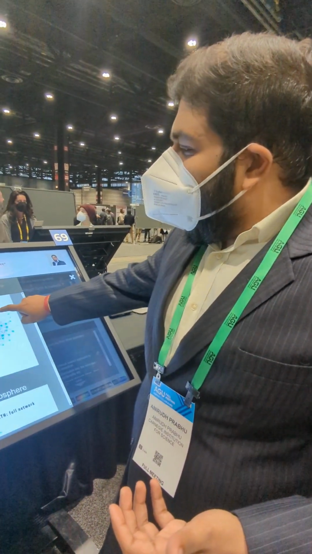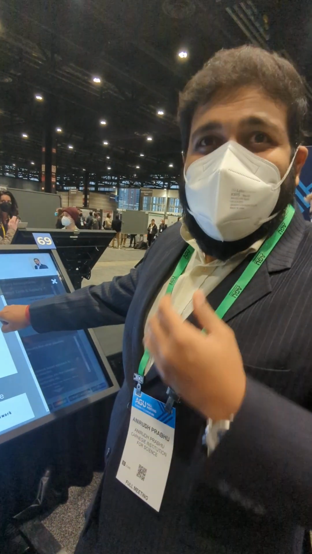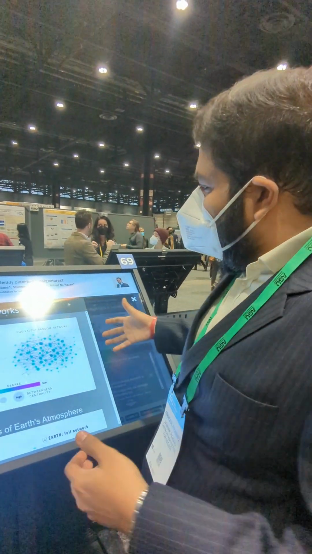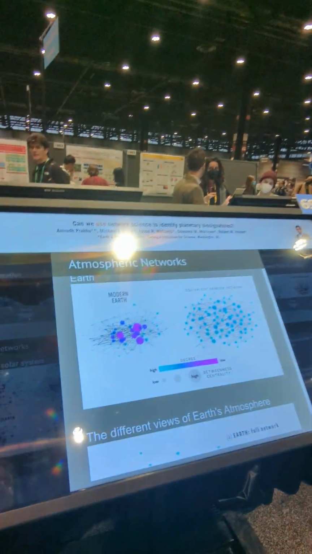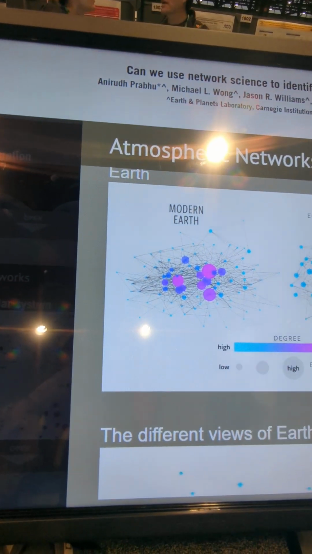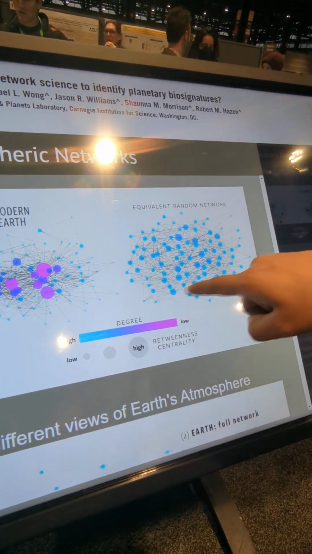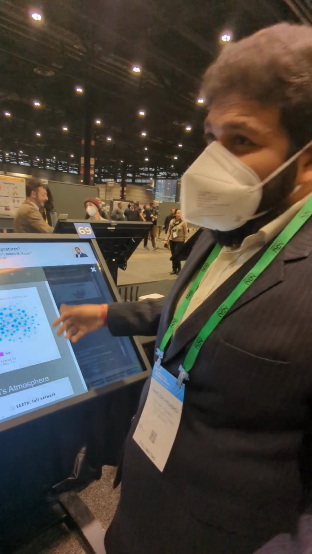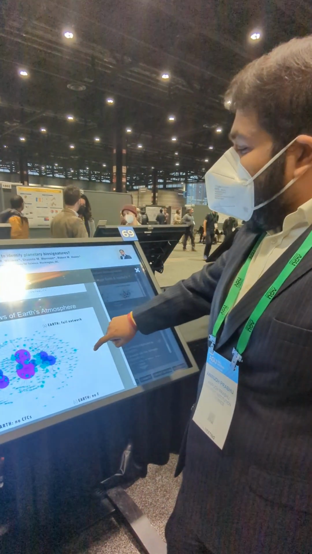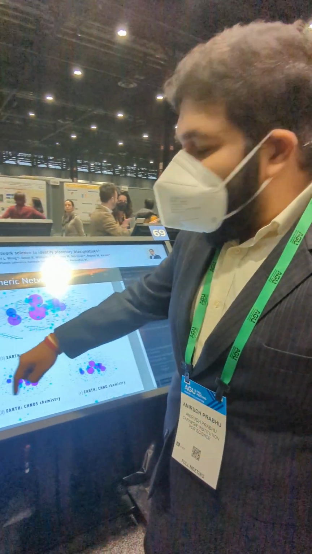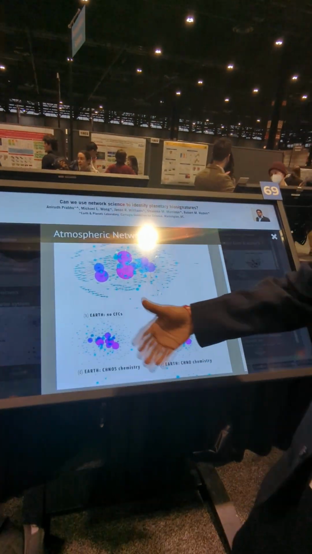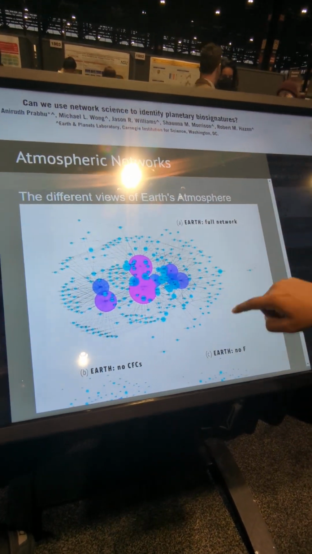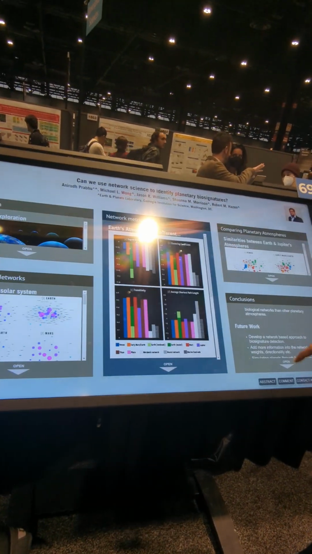So we studied Earth also in a lot of detail because we have the most data about Earth. So we tried to find out whether Earth's atmosphere was randomly structured or not. So we created the same number of nodes and the same number of edges in a random network, and it looks very different. We also studied the influence of human activity on Earth's atmosphere. So if we remove CFCs, this is what Earth's atmosphere looks like. But with the addition of CFCs, it's crowded again.